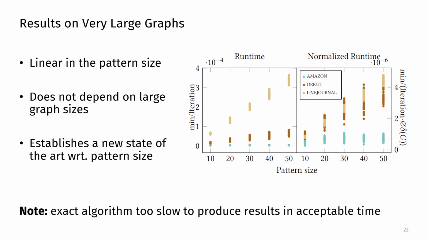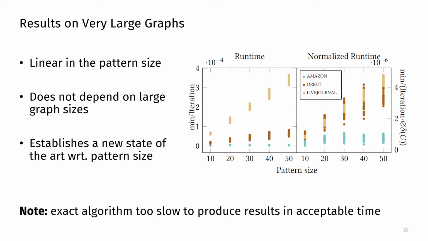So if we show the runtime per iteration times average degree of G, then we see that the linear relation is actually similar, except for the Amazon dataset. Now, the Amazon dataset has a very, very small average degree, so for many embedding attempts, we will not be able to find an embedding, and the algorithm stops prematurely, reducing the runtime even to something sublinear.